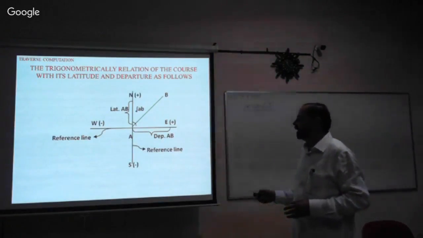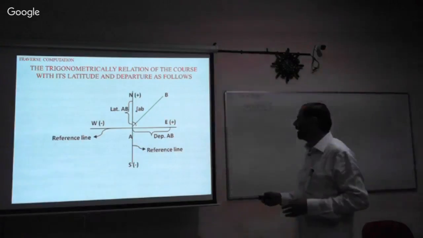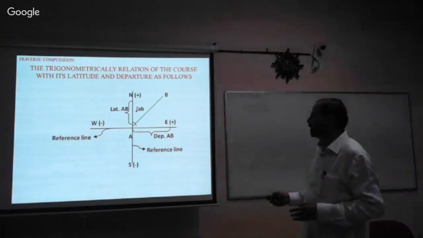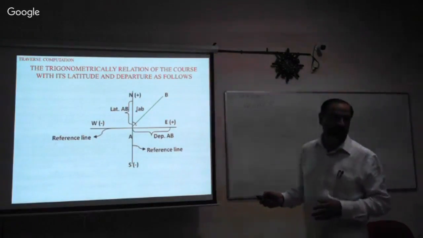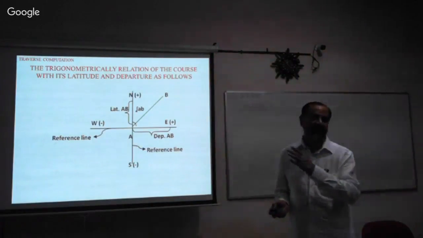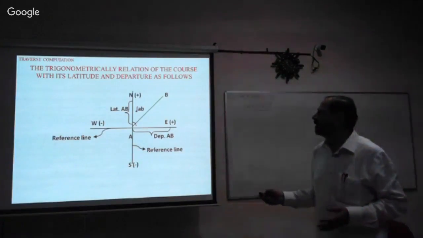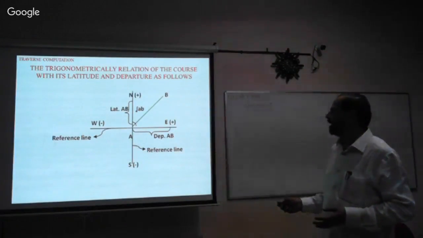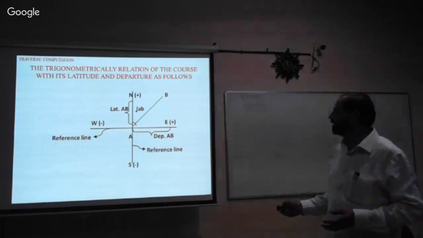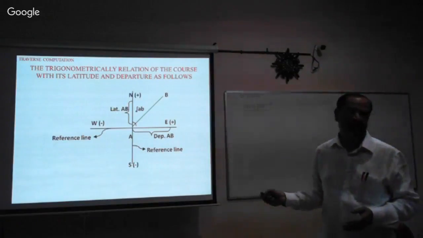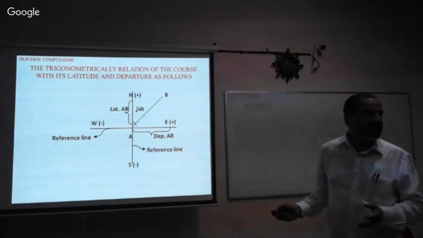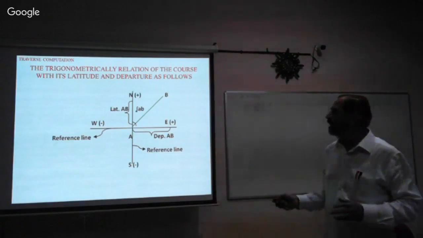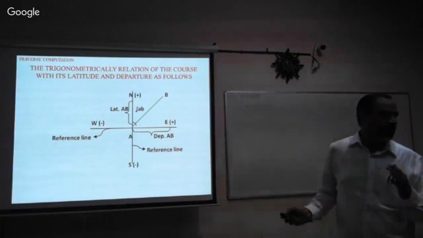Now, see the latitude and departure of the survey line. Line AB is the survey line. Now, this will be latitude and departure. They are the coordinates of the survey line. Latitude is measured in the north-south direction, and departure is measured in the east-west direction. The latitude is measured parallel to north-south, and departure is measured parallel to east-west.